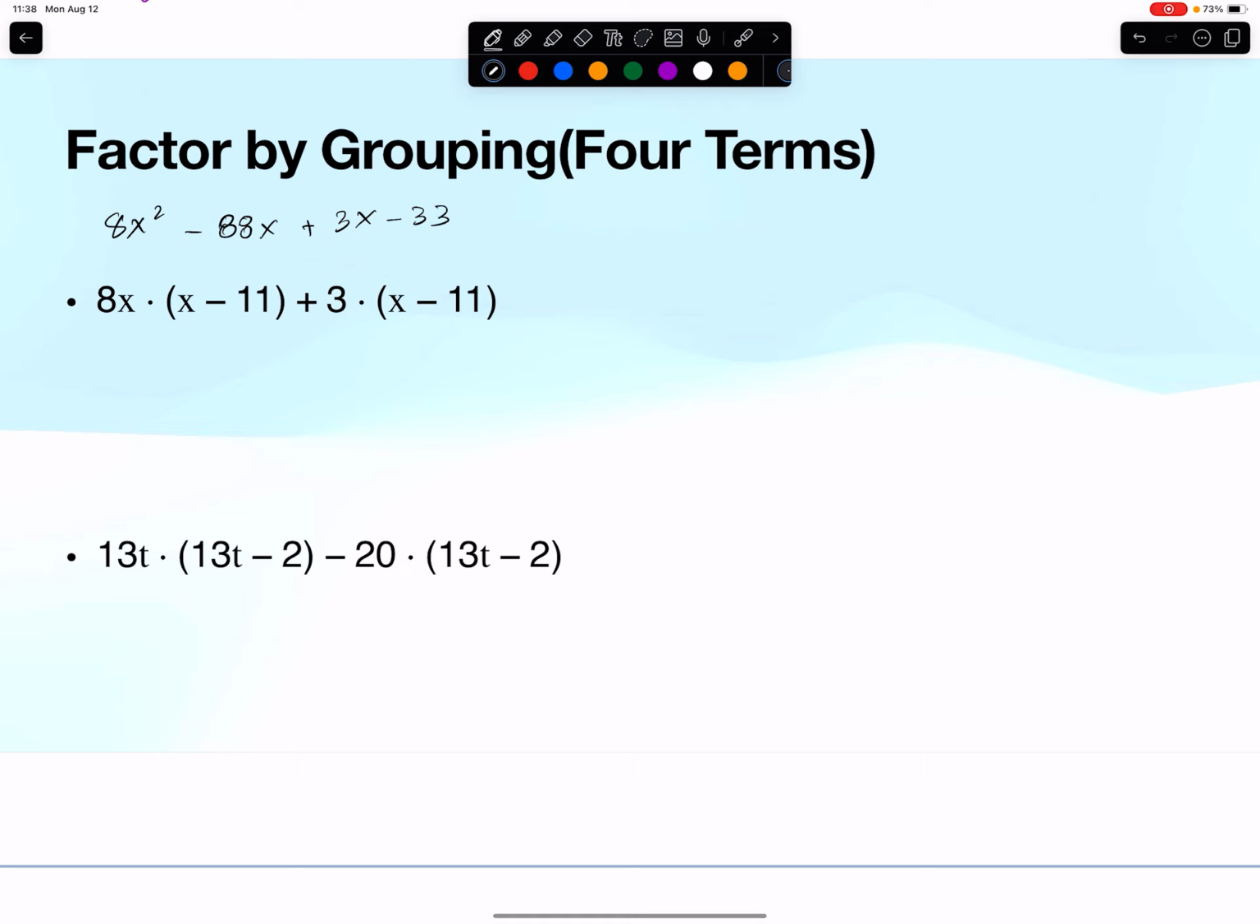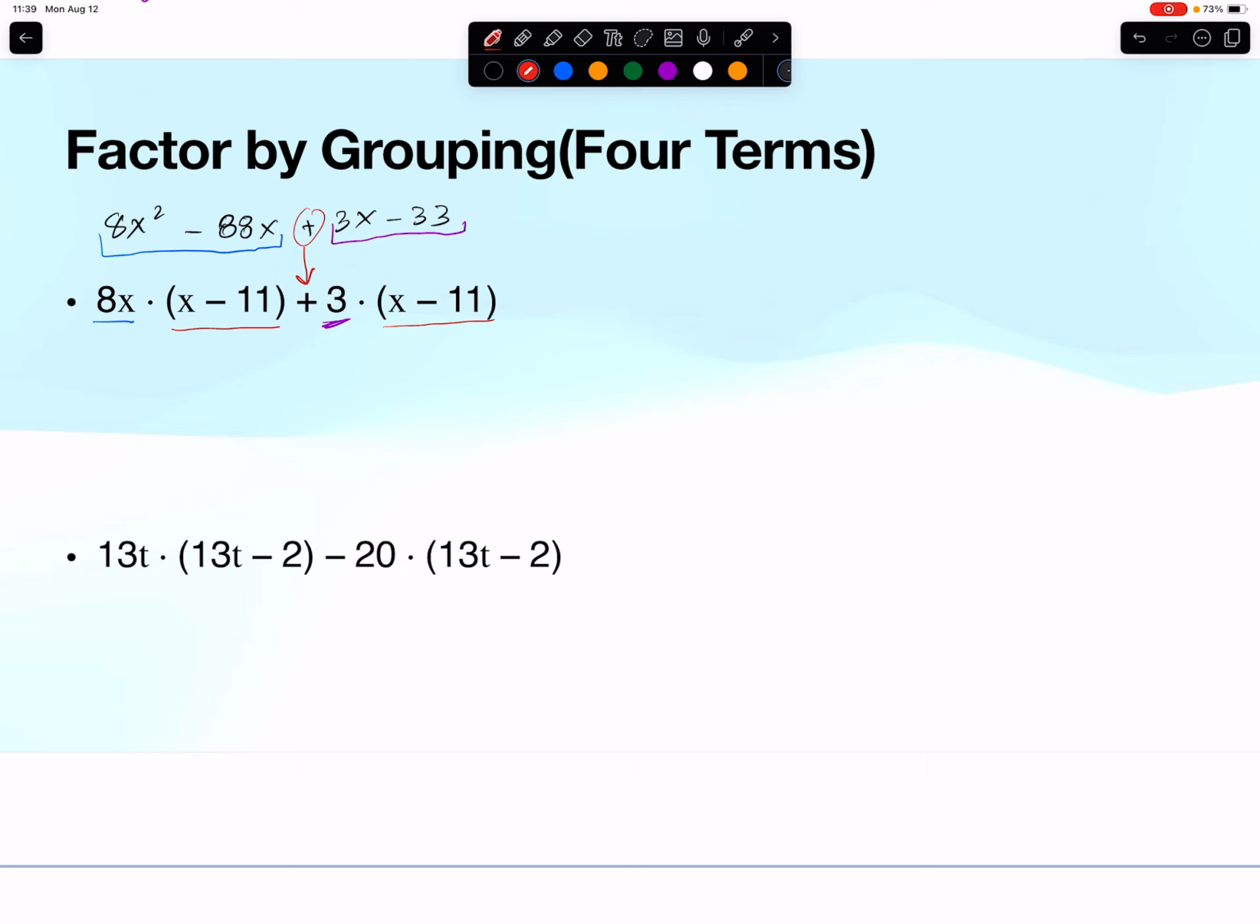The first step in factor by grouping is you group the first 2 terms, and you can pull out an 8x. Whatever this sign is, you bring that on down. Then you group the second 2 terms, the 3x and the 33, and they have a greatest common factor of 3. If you do this correctly, then you'll have the x minus 11 the same in both of those. And so there's the four terms.